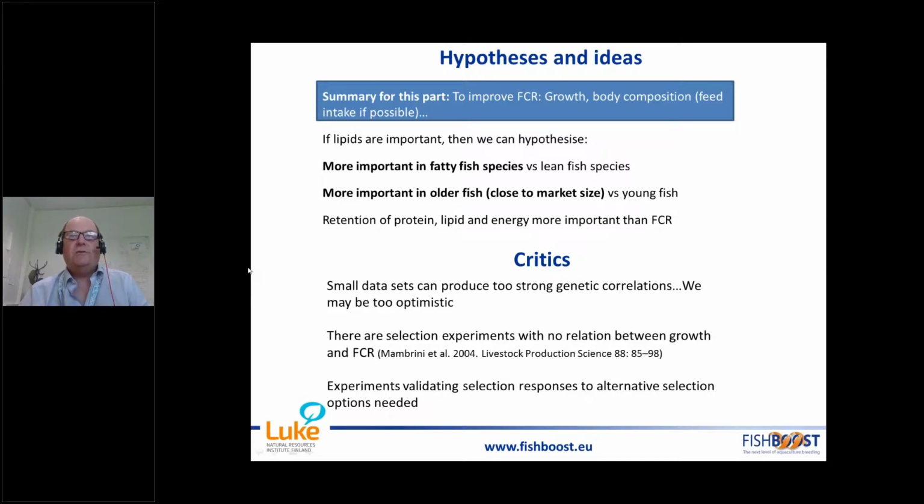Then you just need to be able to control the feed intake of individuals. Mark has a nice approach for this, how you can do it in large groups of fish. But yes, it is potential, and that part is kind of the next step in this story.